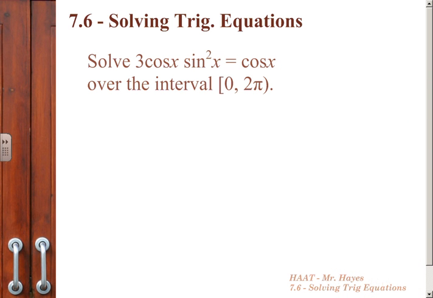Another example like this. Now here we're dealing with radians. Again, start off with the basic equation, 3 cosine x sine squared x is equal to cosine x. Now, one of the things you're going to have to ask yourself is, can I factor something out? So you're going to set everything equal to 0. So I'm going to move the 1 cosine x over.